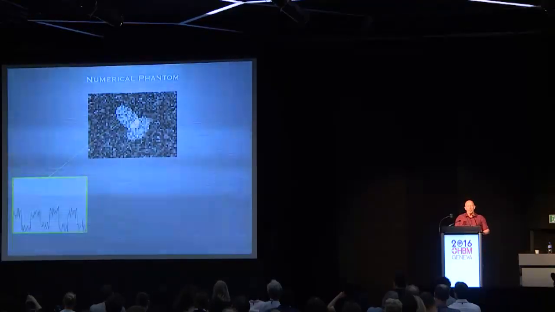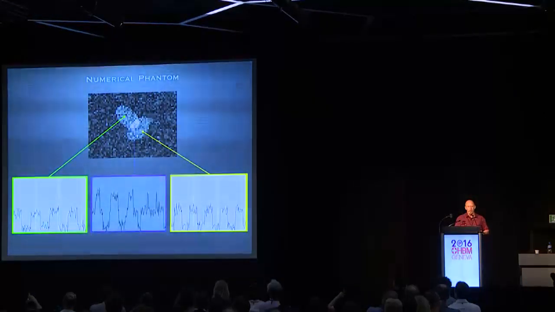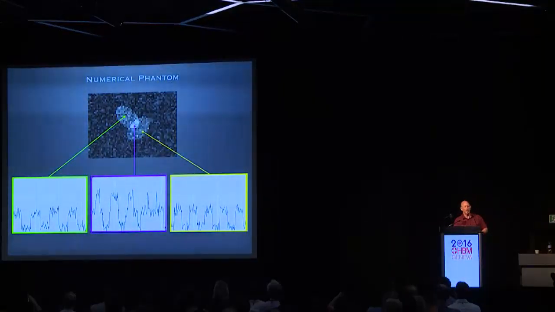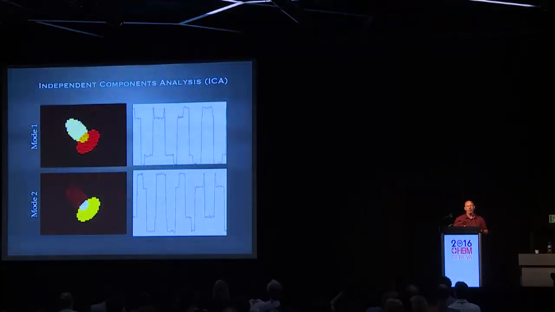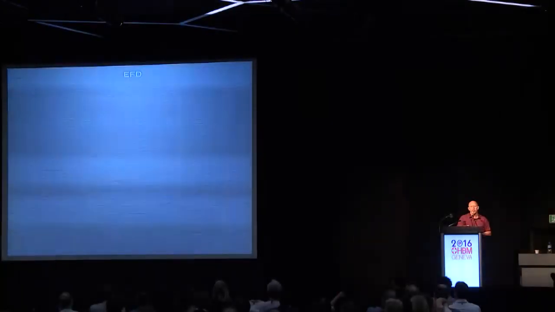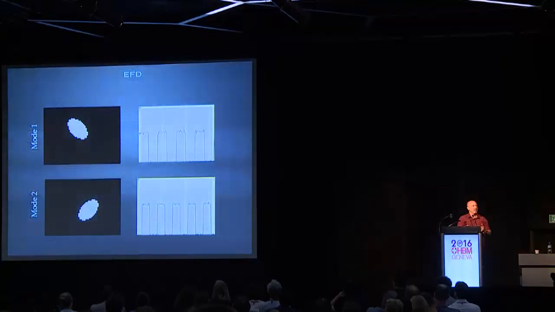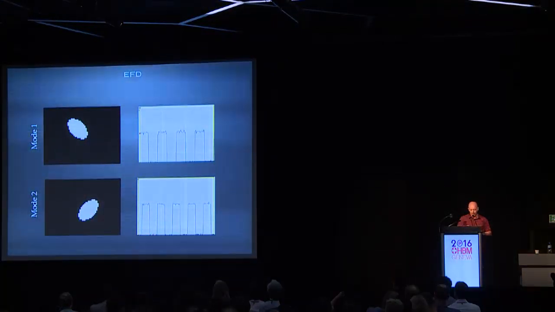So here's an example. This is a very simple example. Two overlapping ellipsoids that have different time periods, and the overlapping part has a more complicated signal. Independent components analysis fails on this, and this is well known, but it's a good example because it's fairly simple. The two modes detected by EFD are two space-time modes that easily separate.